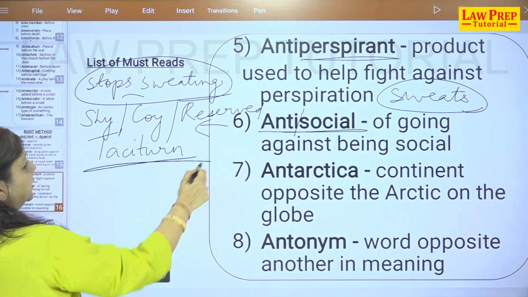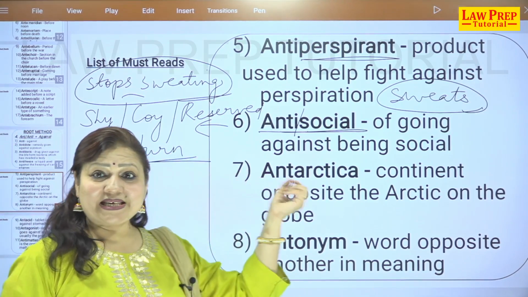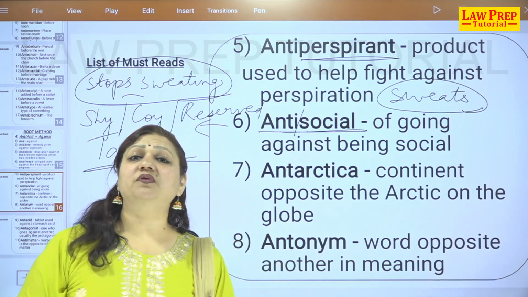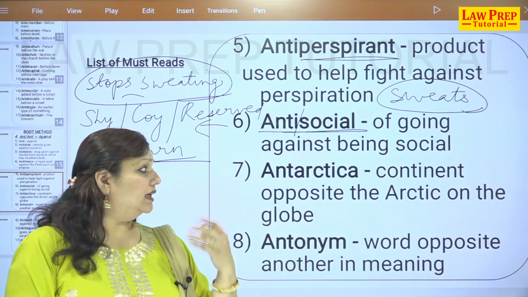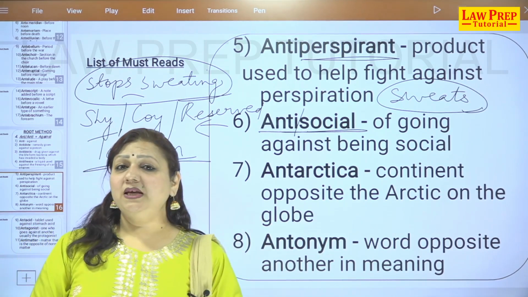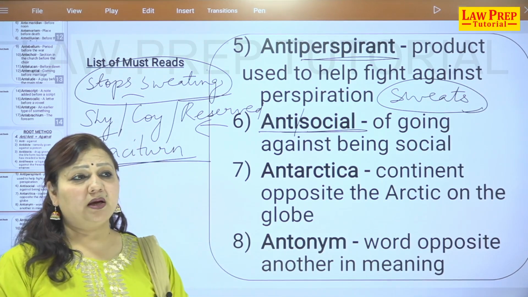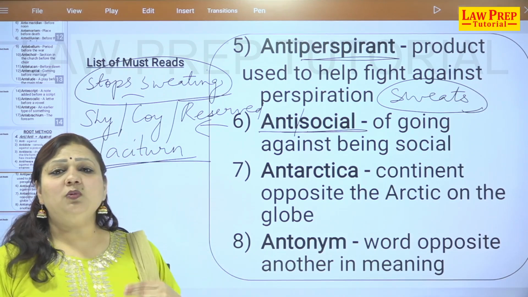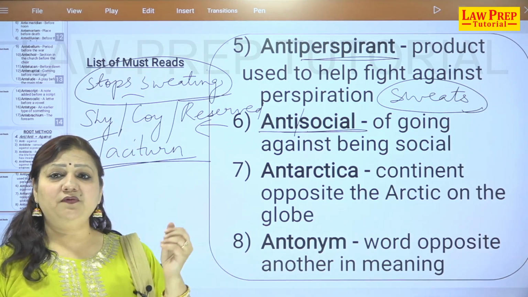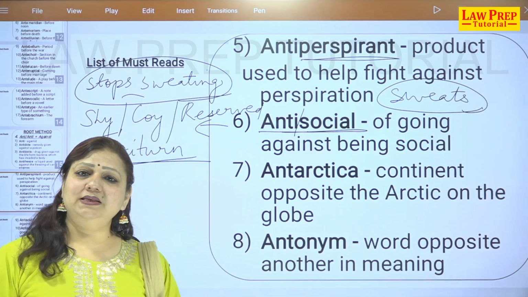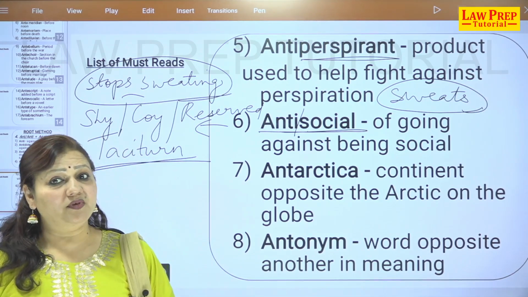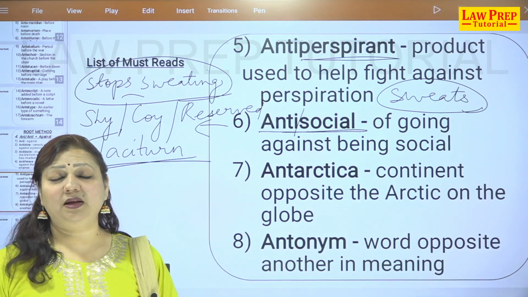Taciturn is more related to speech, although not exactly connected with antisocial, but I am still giving it to you as a synonym for this. Addison was a taciturn. Now he didn't speak much. I have quoted this because I just want to boost you up and tell you that Joseph Addison was one of the best writers of periodical essays in England, and he was the editor of the newspapers Tatler, Spectator and Postman.